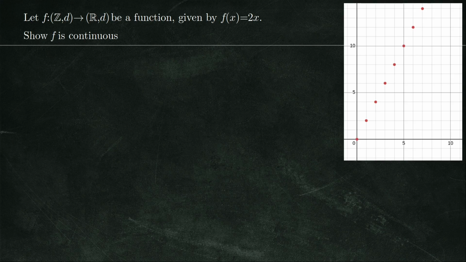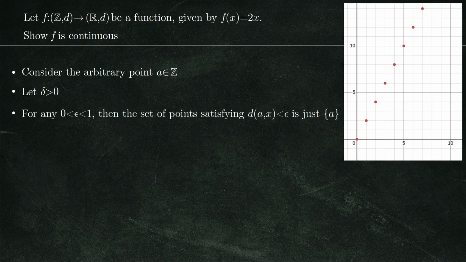Okay, now you've had a go. We're going to start off by considering the arbitrary point a in Z. So a is just an arbitrary integer. And we're also going to just have an arbitrary delta greater than 0. Now for any epsilon less than 1, the set of points satisfying that the distance between a and x is less than epsilon is just that single point a.